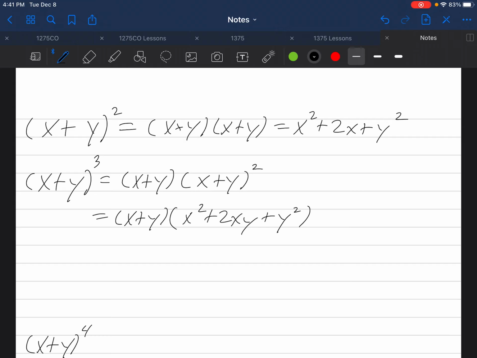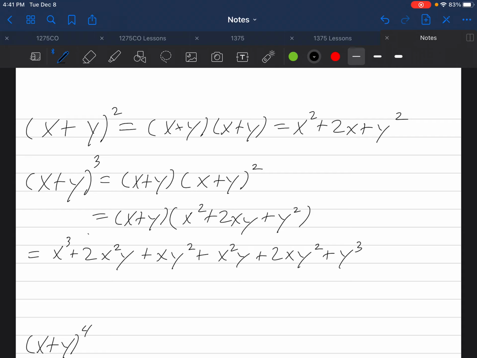So this is distribution. We are distributing x into this trinomial, and after that, we distribute the variable y into this trinomial. So let's take a look. We're going to get x to the third plus 2x squared y. That's x times 2xy, which is 2x squared y, plus xy squared, plus x squared y, plus 2xy squared, plus y to the third power.